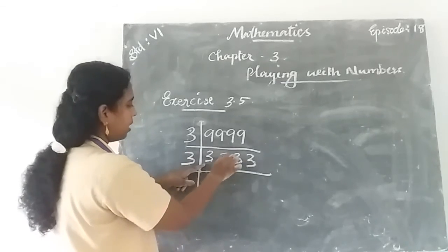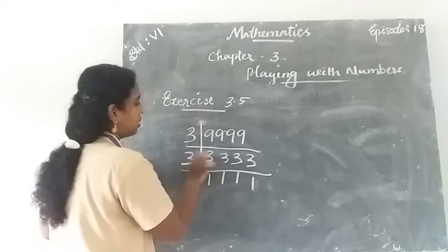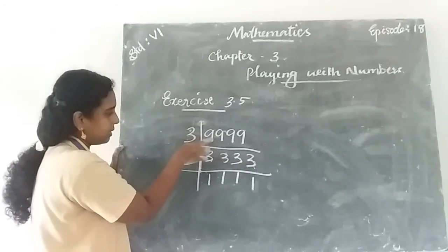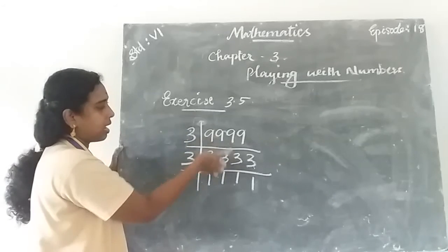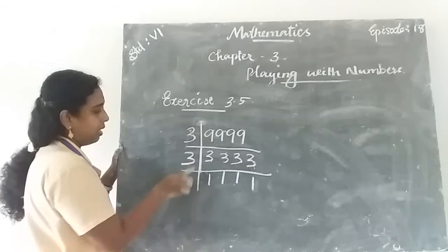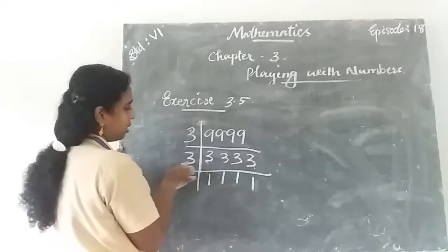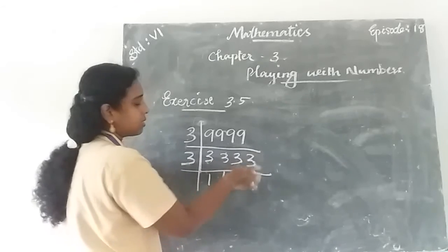1 3 is 3, again 1 3 is 3. Here 3 3s are 9, again 3 3s are 9. Here 1 3 is 3, and again 1 3 is 3.